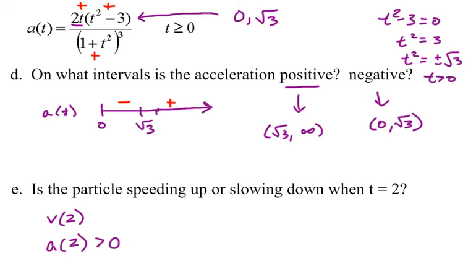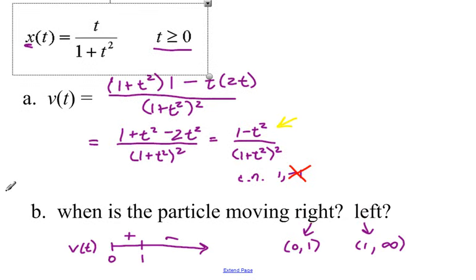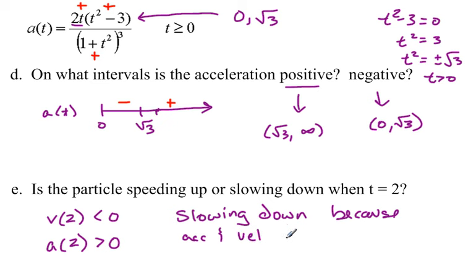And then I'm going to go back a few slides, and there's my velocity. Here's my chart for velocity, and I'm interested in what is happening at 2, and I can see my velocity is negative at 2. So I know that v of 2 is less than 0. Therefore, they have opposite signs, which means I am slowing down. So slowing down because acceleration and velocity have opposite signs when t equals 2.